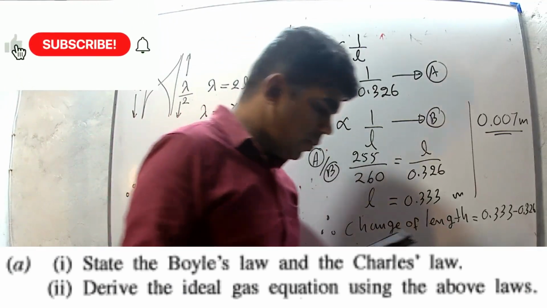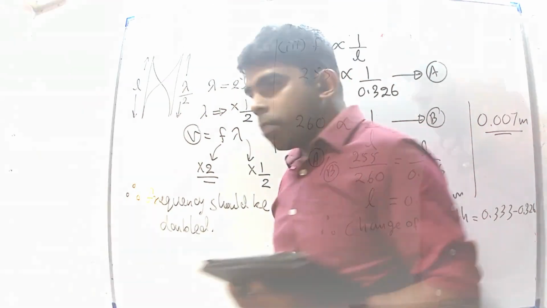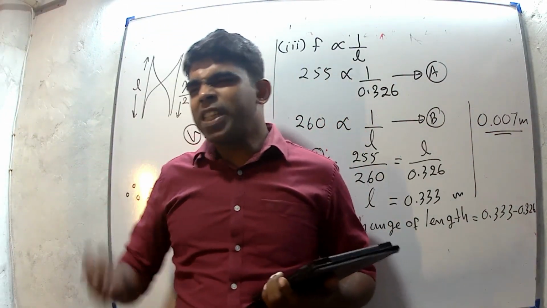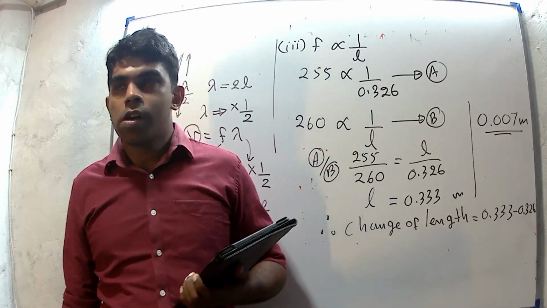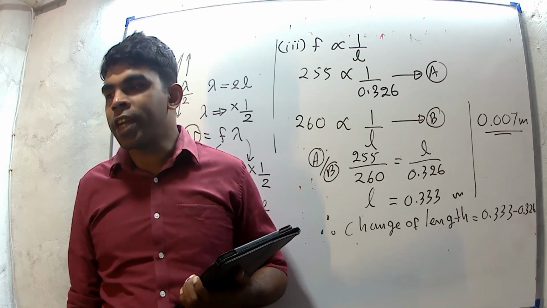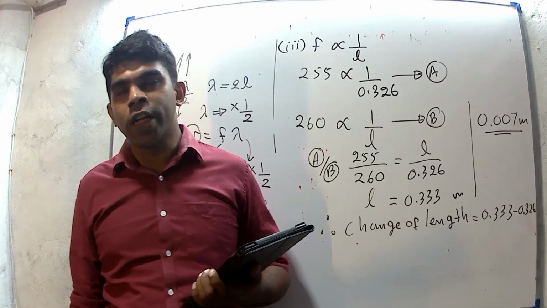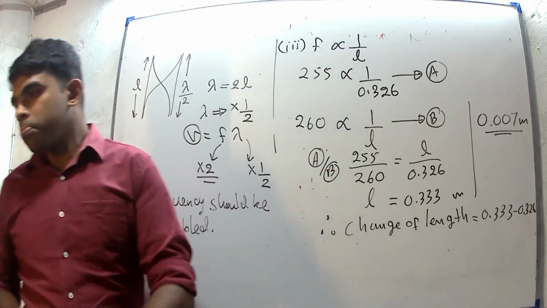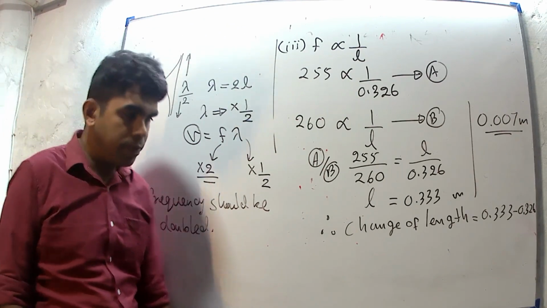Part 1. State Boyle's law and Charles' law. Boyle's law: the pressure of a given constant mass of a gas is inversely proportional to the volume when the temperature remains constant.